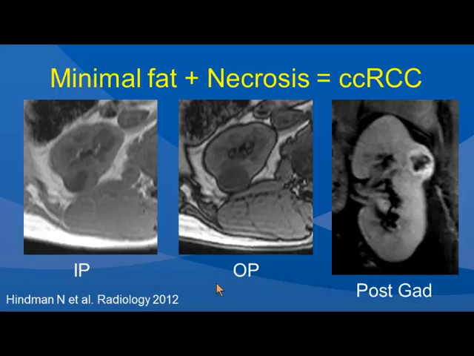In this other case, however, you can see a rim of signal intensity that disappears on the opposed phase imaging, so there's no question that there is fat in this lesion. However, you have central necrosis, and AMLs don't tend to have central necrosis. So whenever you see that, you have to consider this is going to be a clear cell carcinoma until proven otherwise.